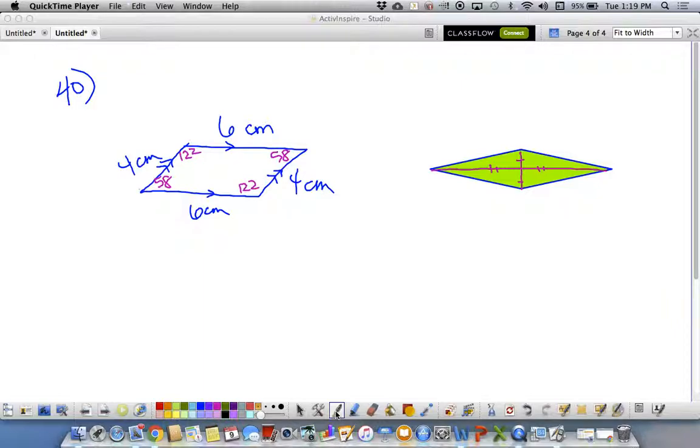So if I were to draw a diagonal from this corner to that corner, pretend you only have a triangle. You have two sides and an included angle. Can you find the length of that diagonal? You have a side, angle, side. Find the length of the diagonal.